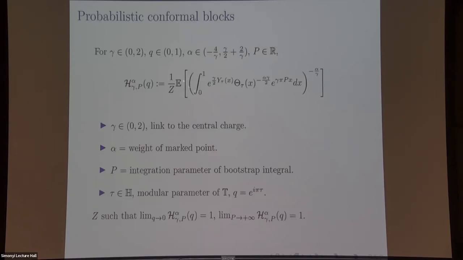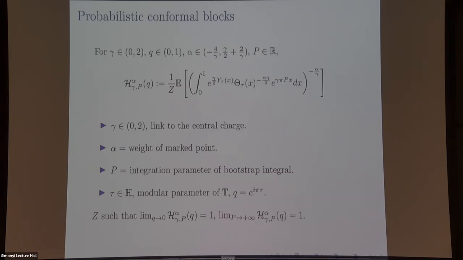So it's very simple. It's an expected value of some power or some integral with respect to this Gaussian multiplicative chaos measure, integrated with respect to some test function, like some specific function here. So theta is a theta function. Tau is this modular parameter. And you see there is an extra parameter P, and this P is called the internal momentum parameter.